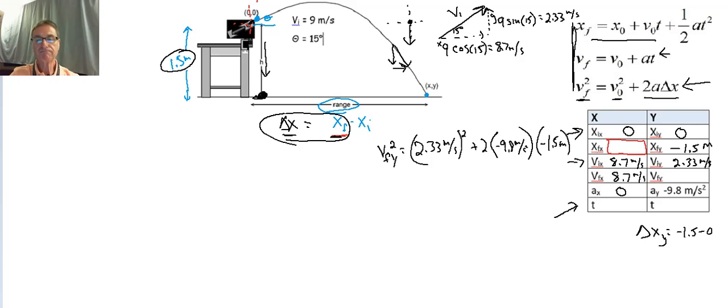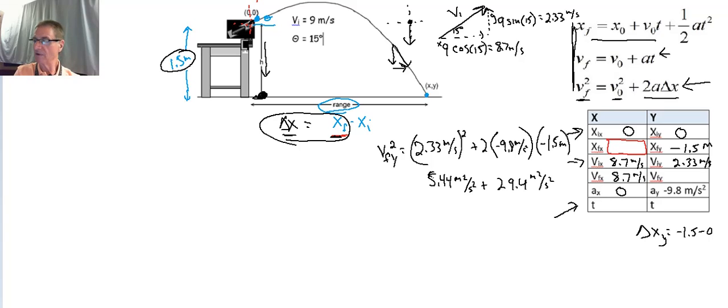Okay. So when I do the math here, what I end up with is 5.44 meters squared per second squared plus 29.4 meters squared per second squared.